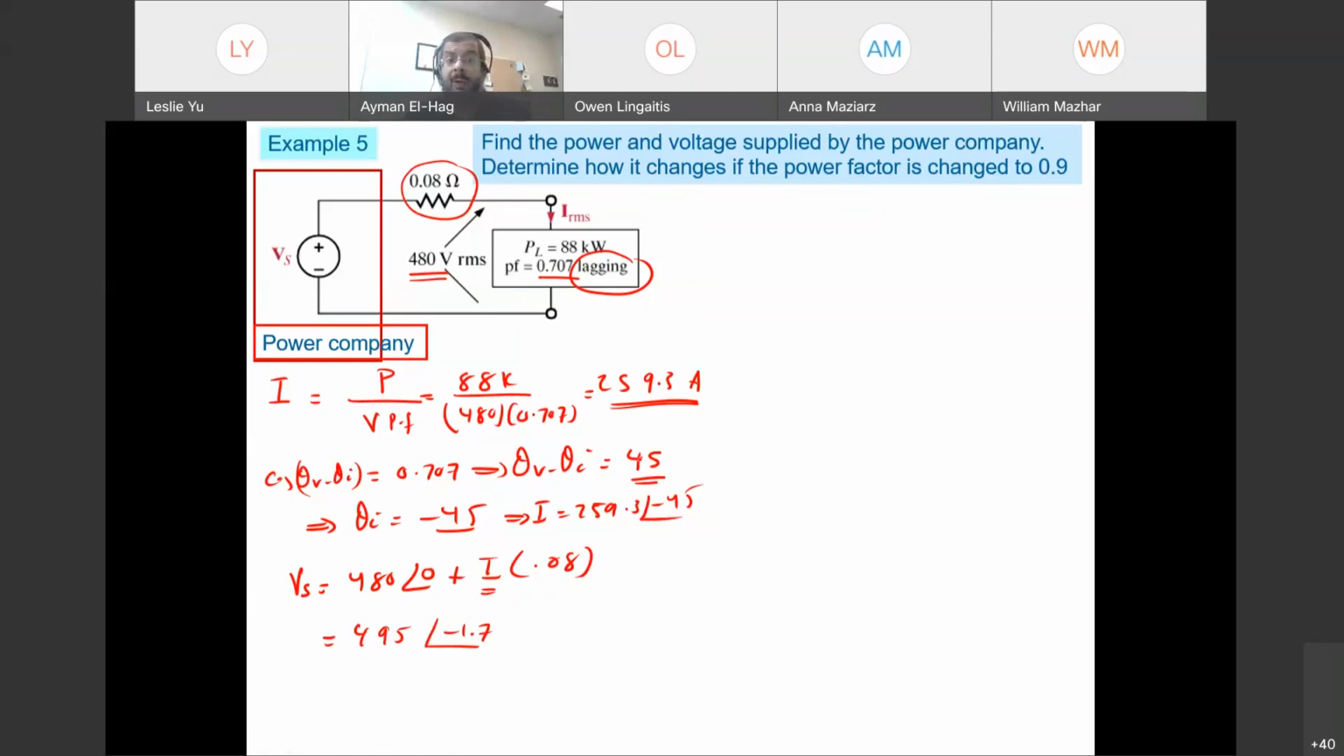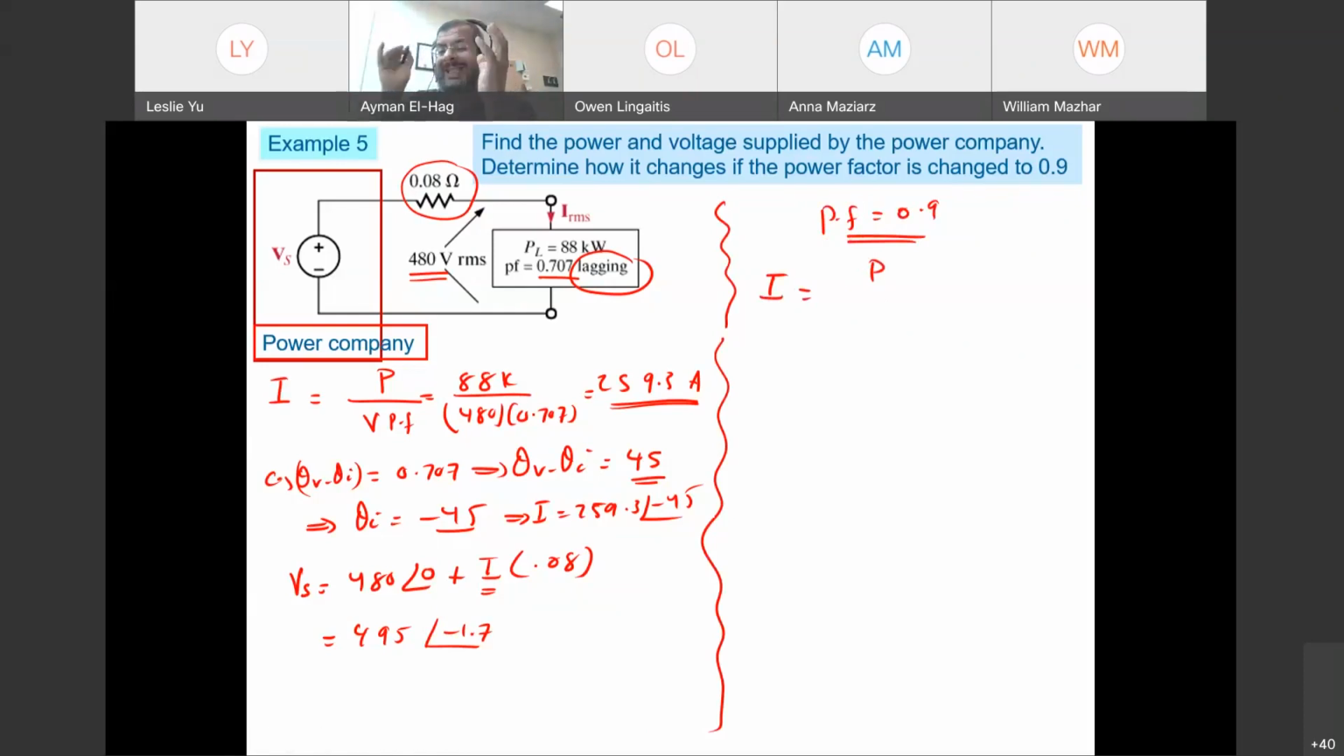So this is your voltage. Now, what will happen? I will come back here in the comparison, but let's see what will happen if the power factor becomes 0.9. Obviously, if the power factor increases, what will happen to the current I? I equals P divided by V times the power factor. It's the same amount of power. I don't touch the power. The power stays the same, the voltage stays the same. The only thing that changes is the power factor, which becomes 0.9. This becomes 88 kilowatts divided by 480 times 0.9.